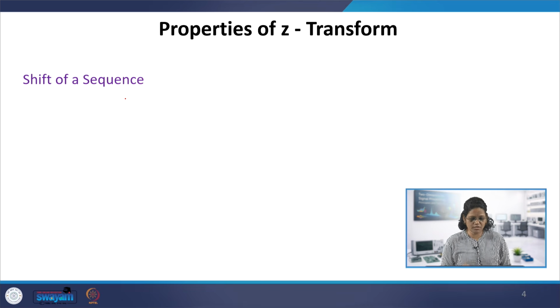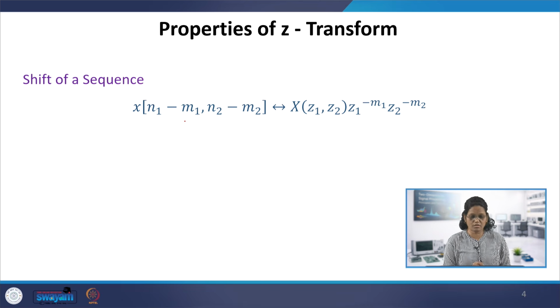Now if we are taking a shift of a sequence, so if a sequence is shifted in the space domain, or the time domain in case of 1D, x of n1 minus m1 comma n2 minus m2, it is shifted in both the directions.